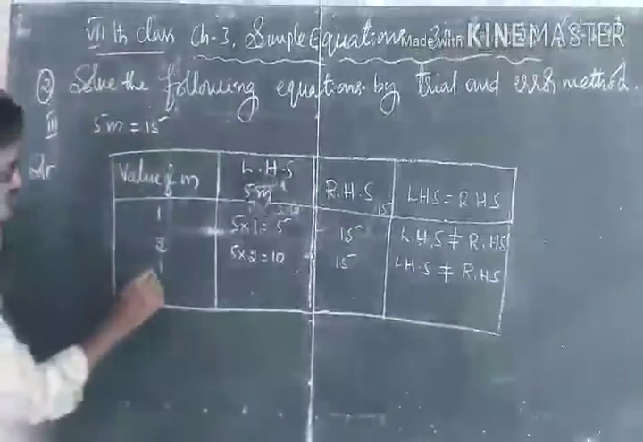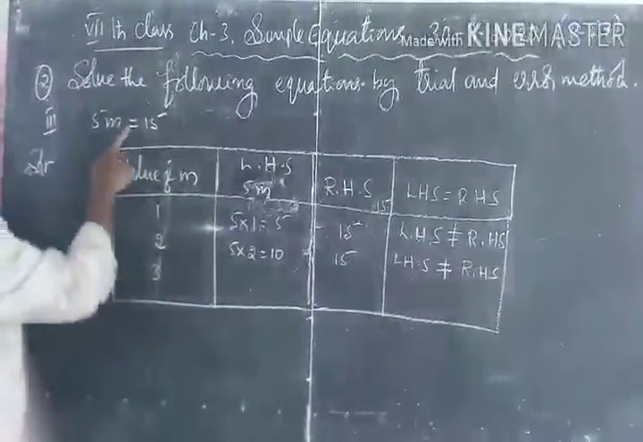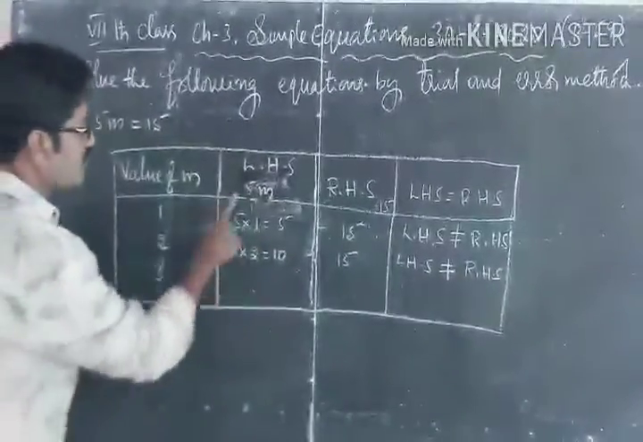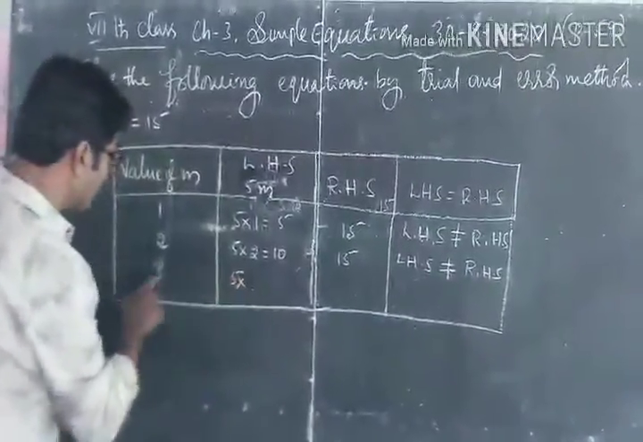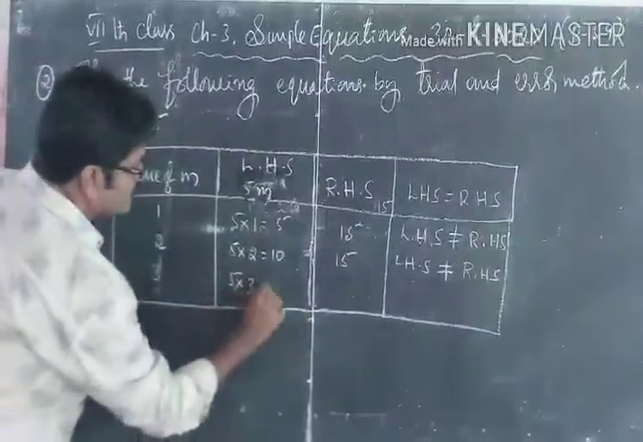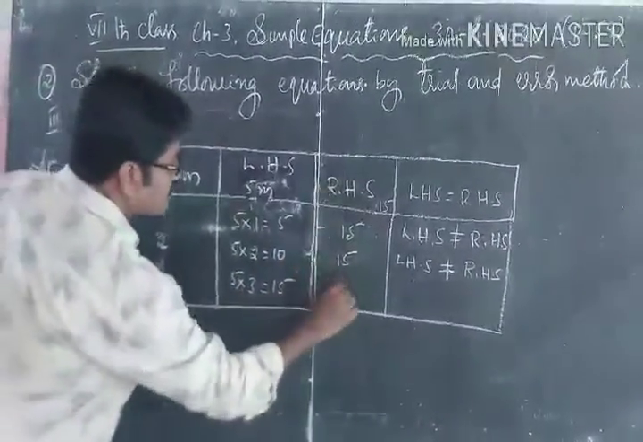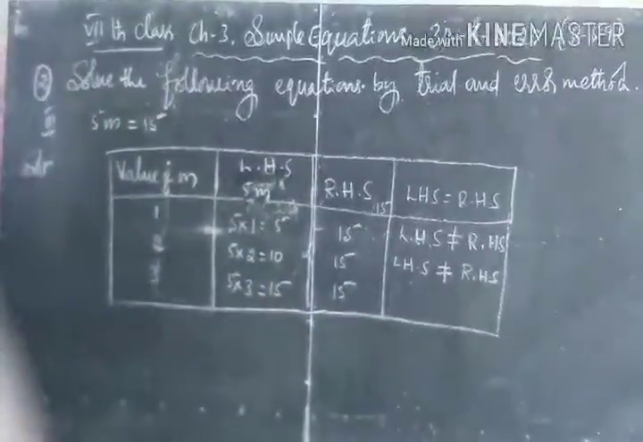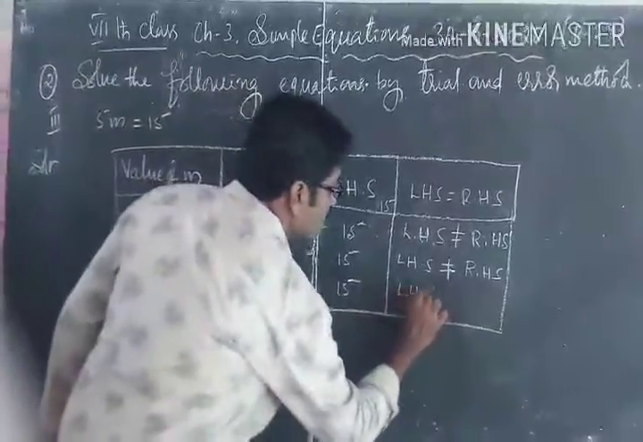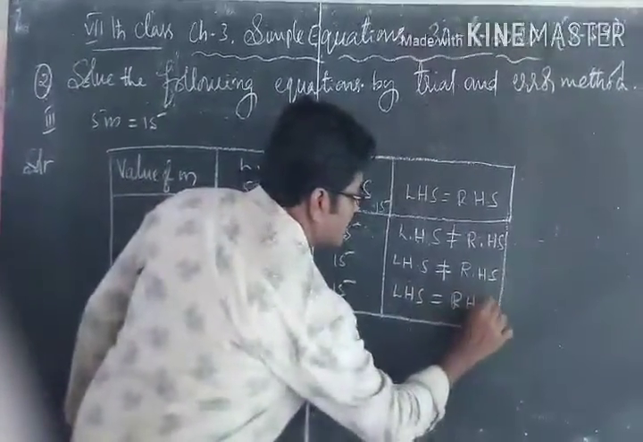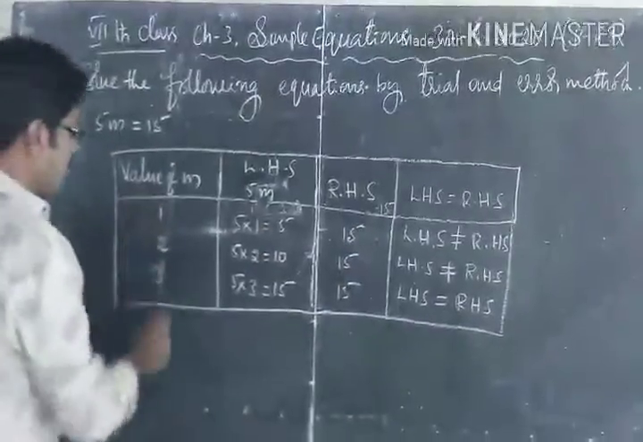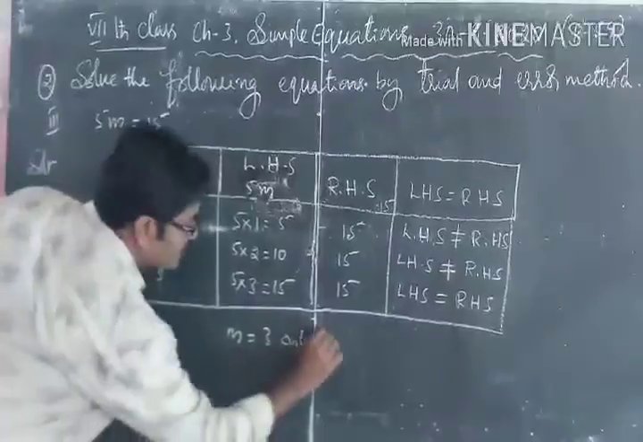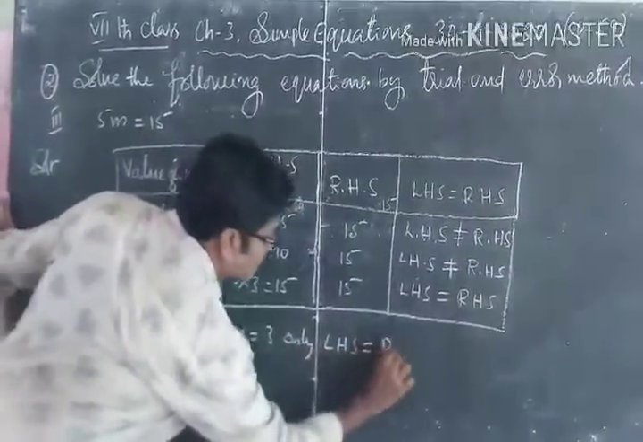See, now take the value of m as 3. In place of m, 3. 5m means 5 into m, and m's value is 3. 5 into 3 is equal to 15. RHS is 15. LHS is 15, RHS is 15. Both sides are equal now. LHS is equal to RHS. So m is equal to 3 only.